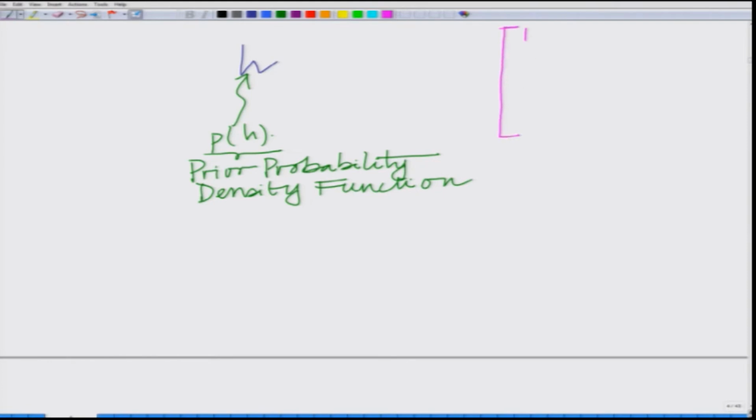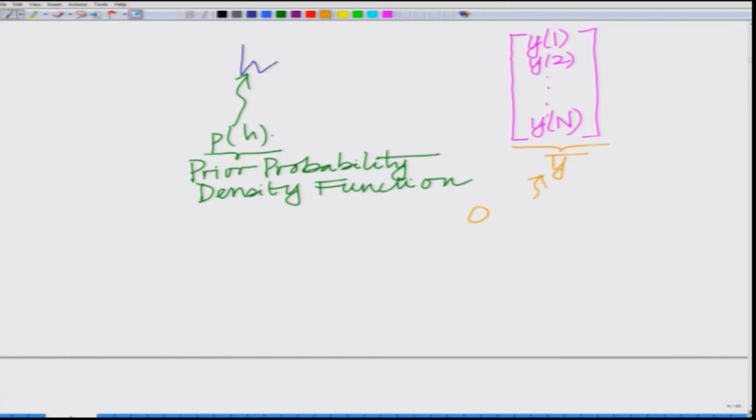Also, we have a set of measurements or observations, which we also call the observation vector. We have a set of n observations. We can represent them using the vector y1, y2 up to yn. This is y bar, our observation vector. And we also have the conditional probability density of the observation vector, p of y bar given the parameter h.